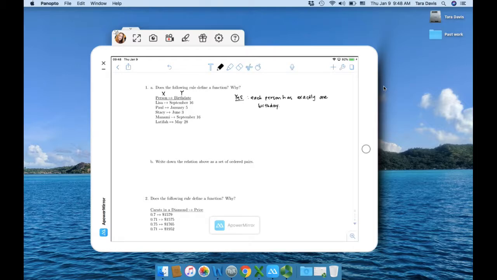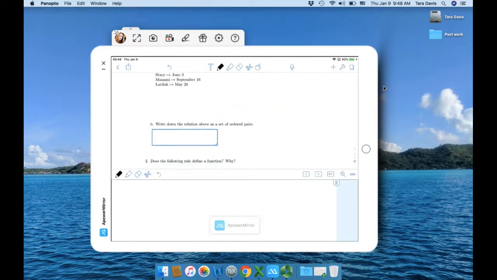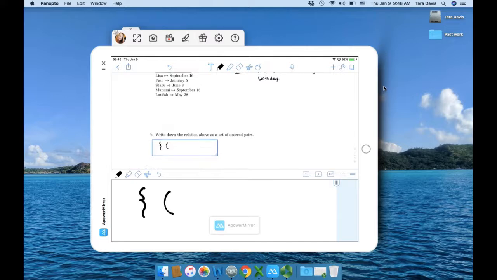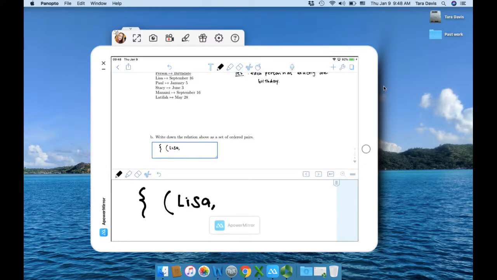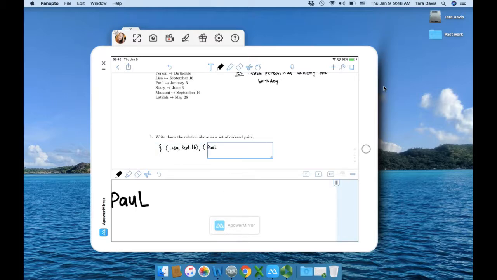Okay, so for part B, we're going to write down the relation, or now we know it's actually a function above, as a set of ordered pairs. This is just to make sure that you understand the ordered pair notation. So I'm going to have a set. This little brace means that I'm writing down a set or a collection, and inside of this set are going to be ordered pairs, and the first element is supposed to be the x value, so the person. So the first person is Lisa, and then the y value will be the birthday. So Lisa's birthday is September 16th. So that's our first ordered pair, x comma y. And then we have the next person, which is Paul, and Paul's birthday is January 5th, and so on. We can list these as ordered pairs.